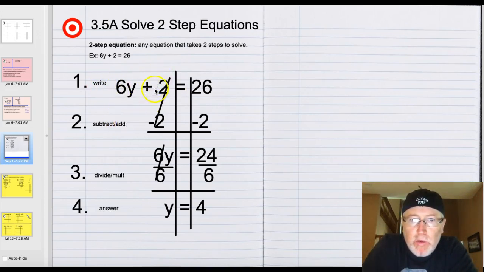In this equation, we've got addition and multiplication. So to undo that, we're going to first have to subtract and then divide. Subtract the 2 from both sides. We end up with 6y equals 24. Then we have to divide by 6 on both sides. Y equals 4. We can pop the answer in there. 6 times 4 is 24. Plus 2 is 26.